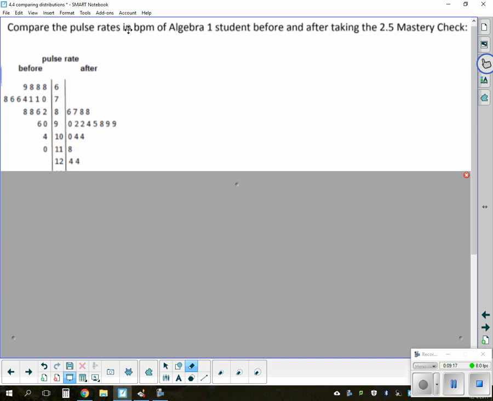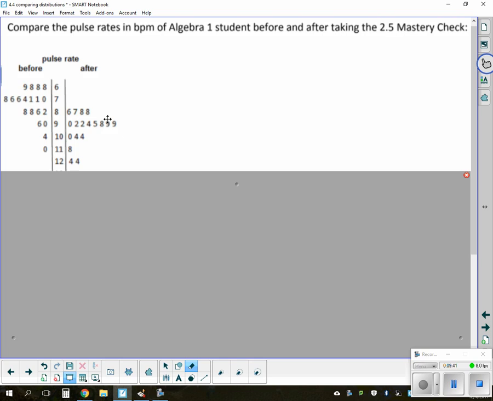Compare the pulse rates in beats per minute of Algebra 1 students before and after taking the 2.5 mastery check. If you remember that 2.5 one, whew, it was a rough one. Some of you ended up super nailing it and getting it down really good by the end. If you remember, that was the one where you were solving equations where they were all variables, no numbers. I'm sure some of you remember that. So I picked a good one here.